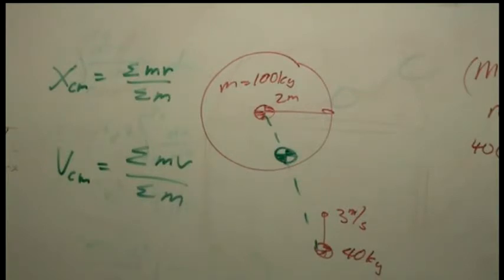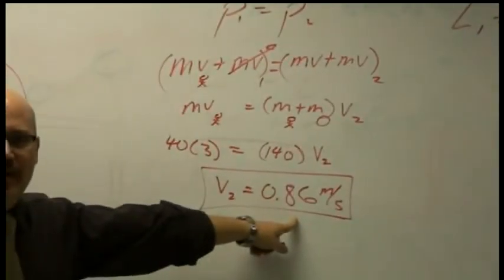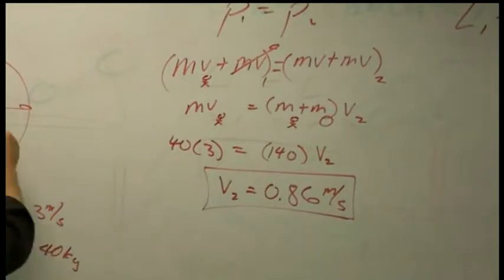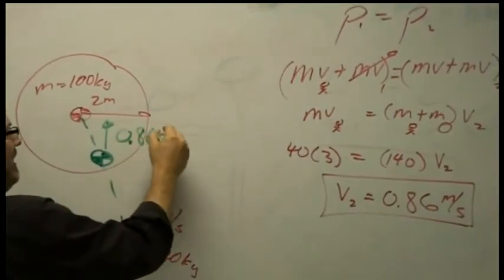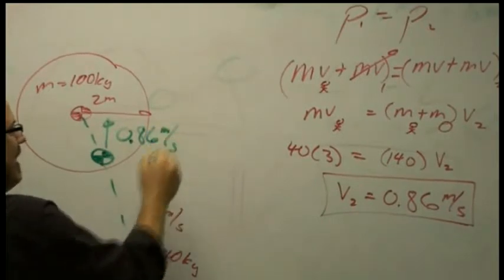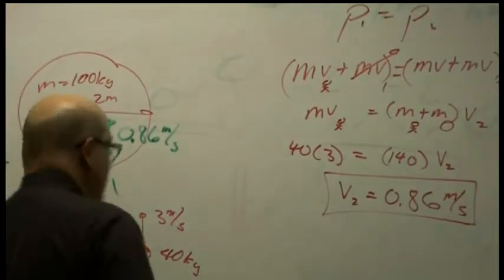Actually, we did find the velocity of the center of mass before, because it doesn't change. The center of mass velocity is 0.86 meters per second, before and after, never changing. Now, that tells us only about the linear nature of the object, right? Let's talk about the rotational nature.